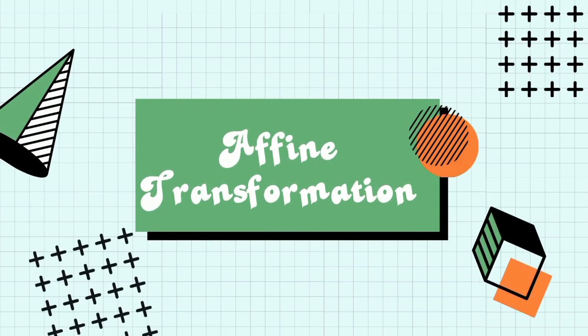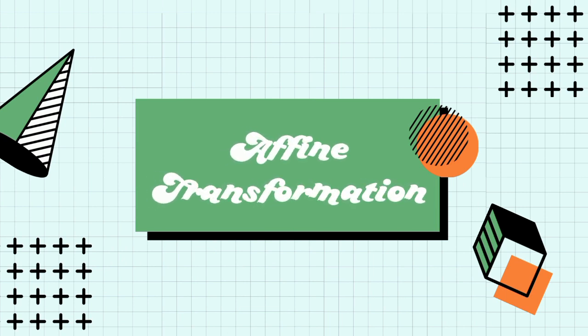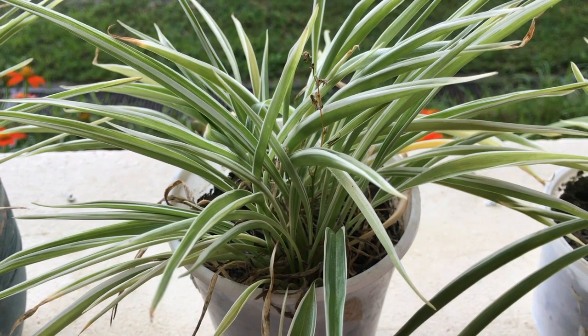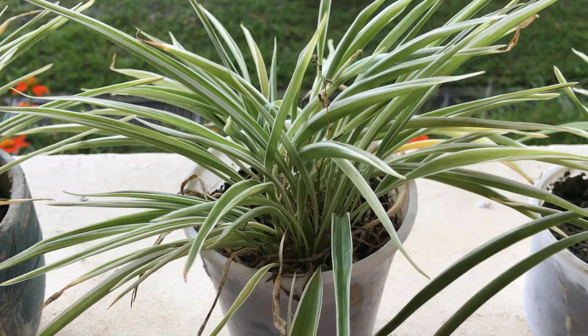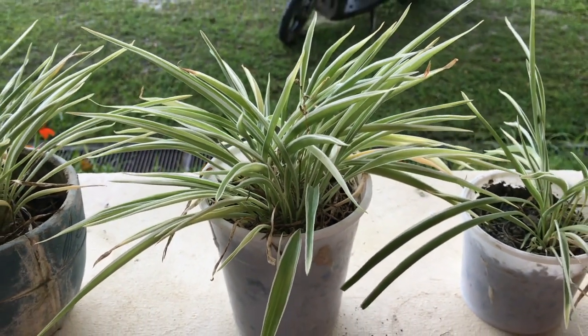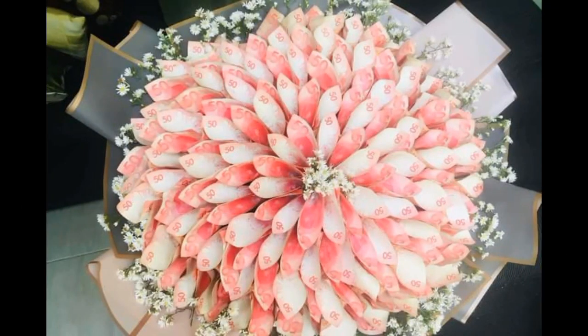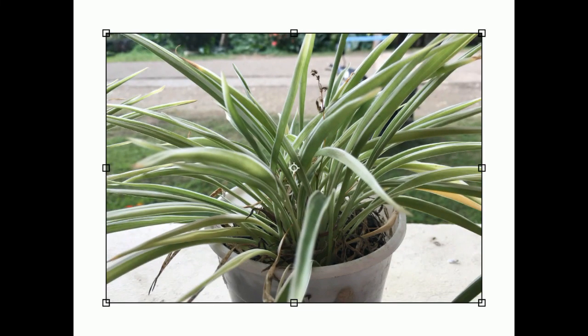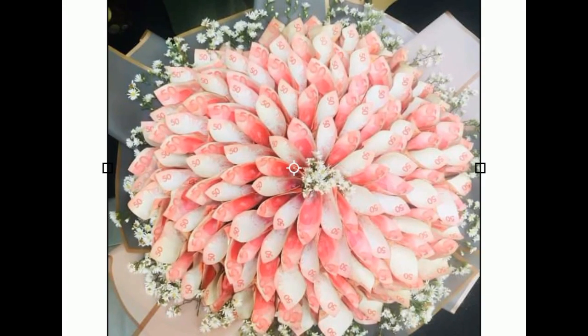Affine transformations is the next pattern. It is a linear mapping method that preserves points, straight lines, and planes. The processes involved in affine transformations are rotation, reflection, and scaling. Furthermore, the first image shown is a plant, and the next one is a money bouquet.